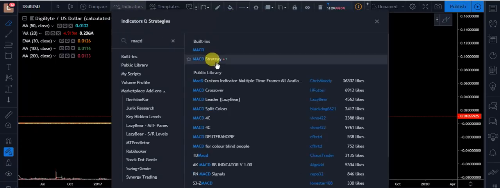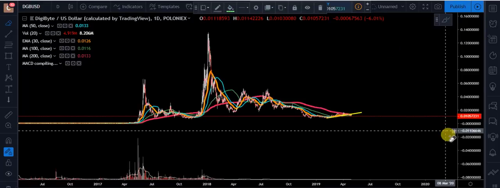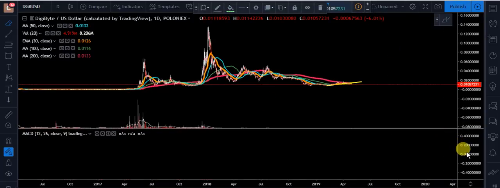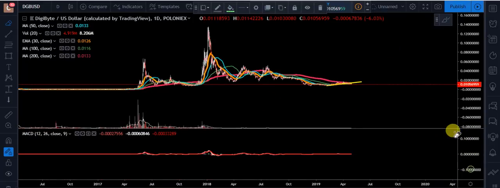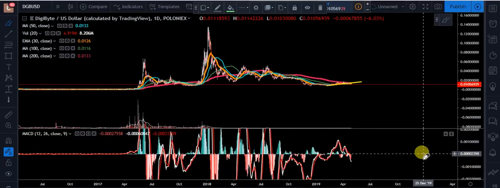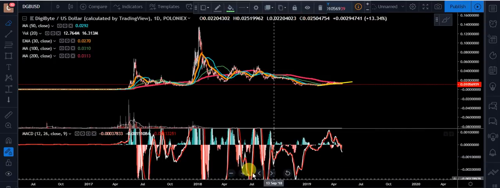Next, we'll look at the MACD, see what's happening. All right. So guys, on the MACD, just give me a second here, and then we'll zoom in on it a little bit.